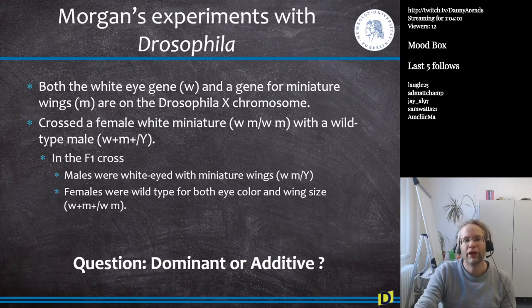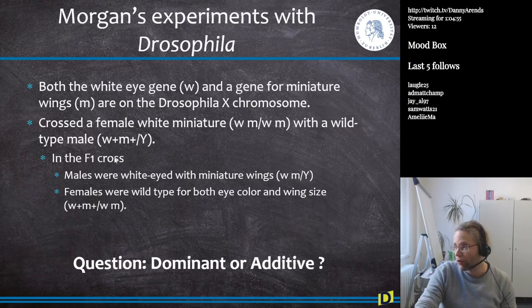So what did he do? He crossed white miniature females, so females with miniature wings, with a wild-type male. The wild-type male, of course, has a normal, black eye in Drosophila, called W+, and normal wings, which is M+. And of course, he has a Y chromosome, so there is no second X. So here we see WM, which means that on the first X chromosome you are white-eyed with small wings, and on the second X chromosome you are also white-eyed with small wings, while the males he crossed them with had normal eyes, normal wings, and a Y chromosome.